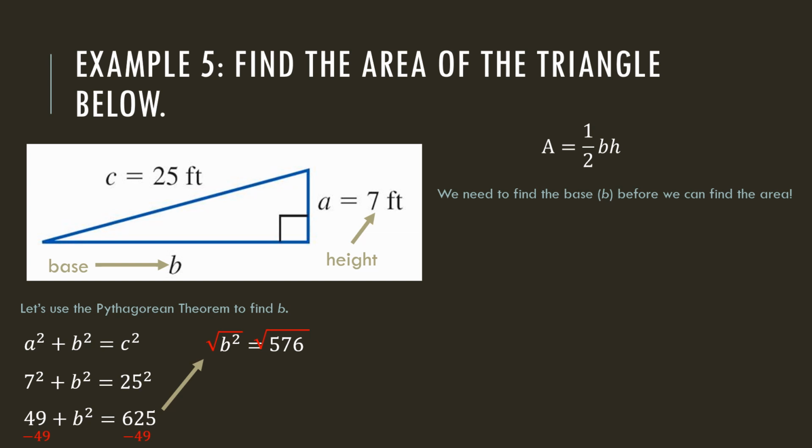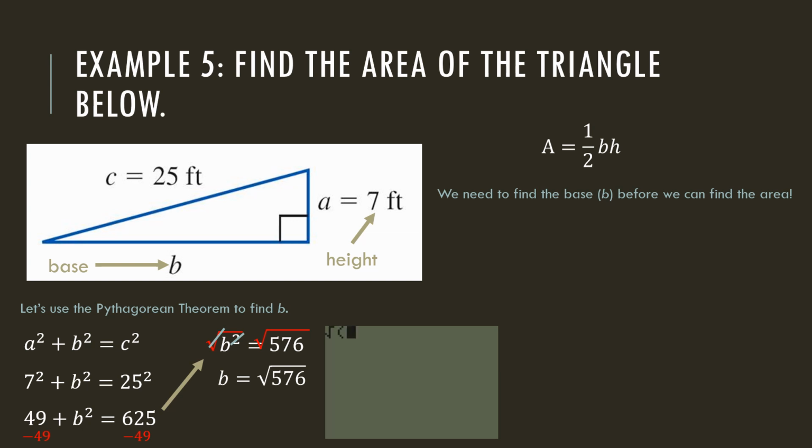Now let's look at the left-hand side of the equation. The squared is going to cancel with the square root. And now you're just left with b on the left. So we have b equals the square root of 576. So now you want to go to your calculator and find your square root button. Once you found that, let's plug it in the calculator.